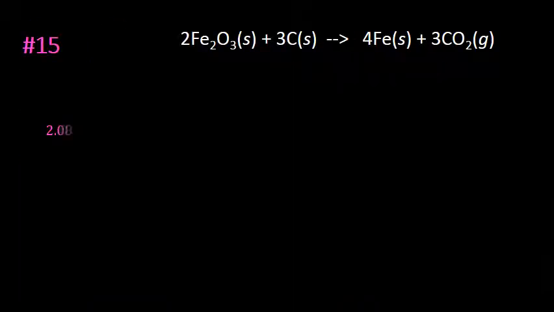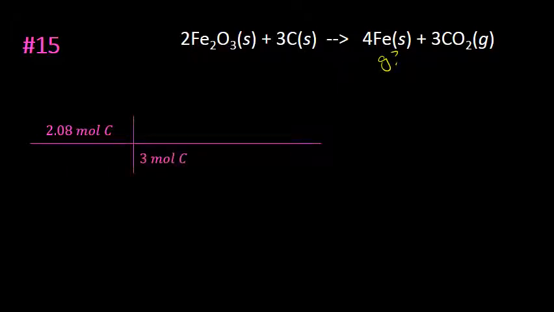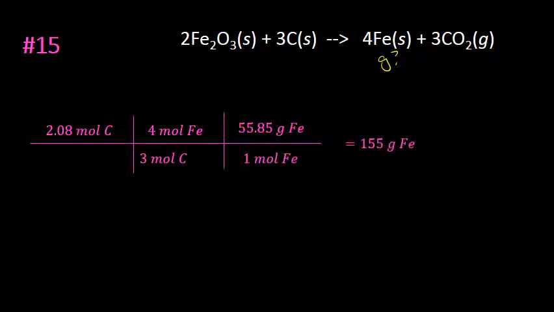Since carbon's the limiting reactant, I'm going to start with this one so that I can find grams of iron. That's what we're trying to find. So use your limiting reactant to find grams of iron. According to the balanced equation, you have 3 moles of carbon for every 4 moles of iron, and 1 mole of iron has that many grams of iron, so there's your final product.